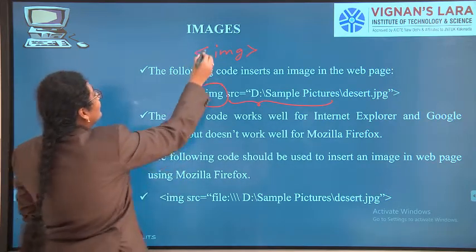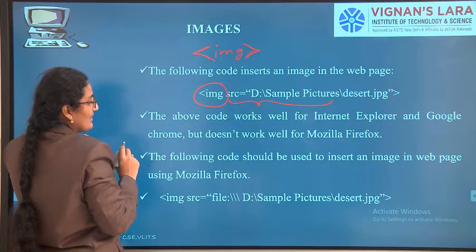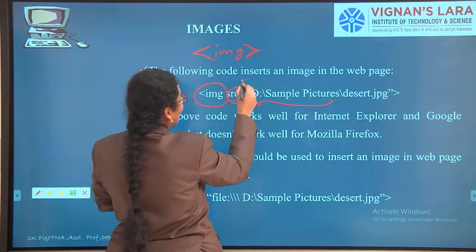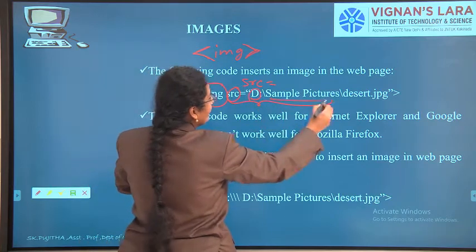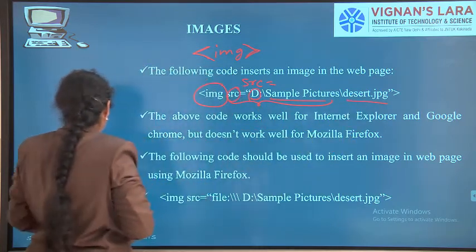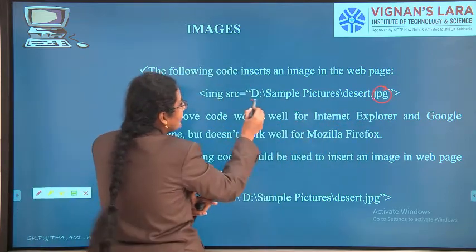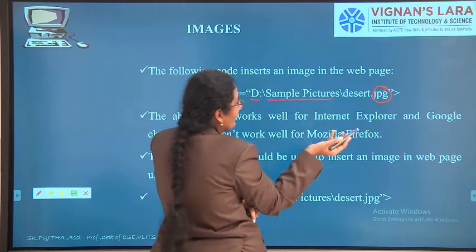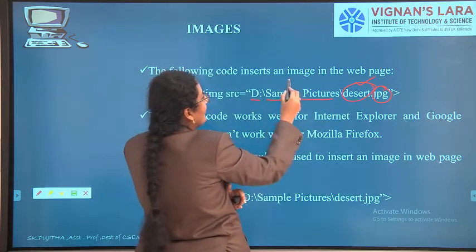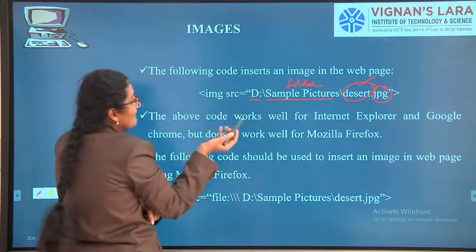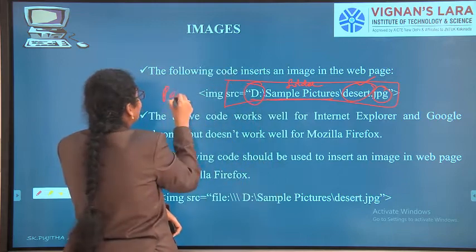So what is this tag? Tag should always be in angular brackets. From where we should get this image, we should give some source. Source I have given as src. Where do I have this image? In D drive, under sample pictures, I have the image desert.jpg. JPG is the format of the image. So desert is the picture name, the folder name is sample pictures, and it is in the D drive. So this entire path should be given as the source.